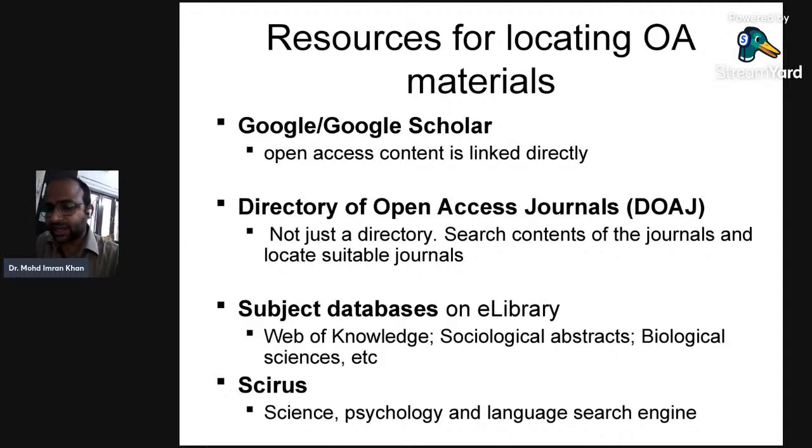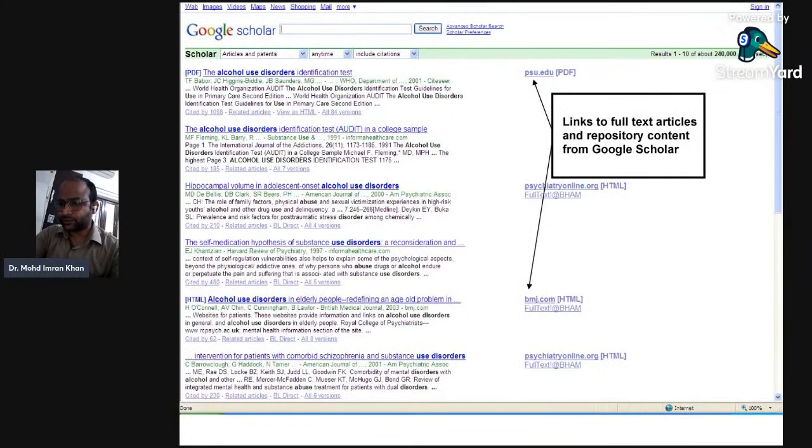It is not just a directory, but a search of the content of the journals to locate suitable journals. Then subject databases on eLibrary, that is Web of Knowledge, Sociological Abstracts, Bibliological Sciences, and JSTOR, that is Science, Psychology, and Language Search Engine. These are all search engines you will find, and I will show you the screenshot of some of them, like Google Scholar. Here you can find the link to the full text articles and repository content from Google Scholar.